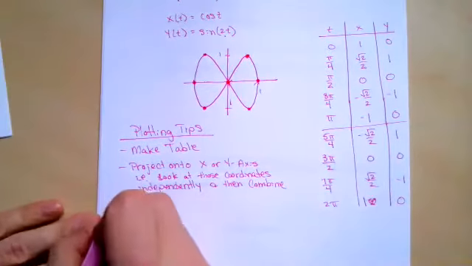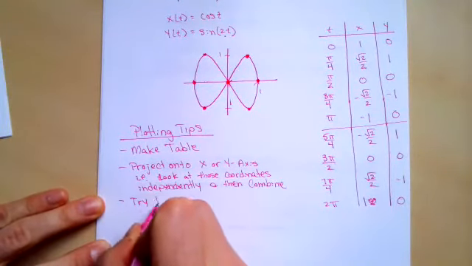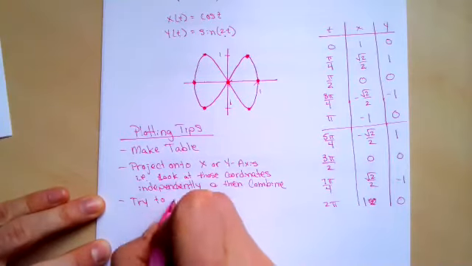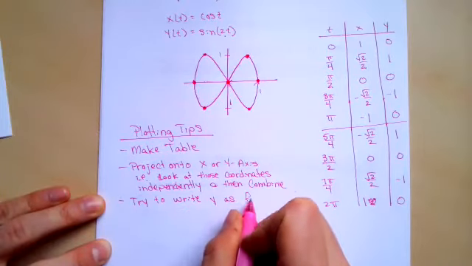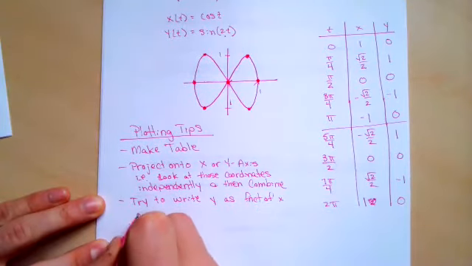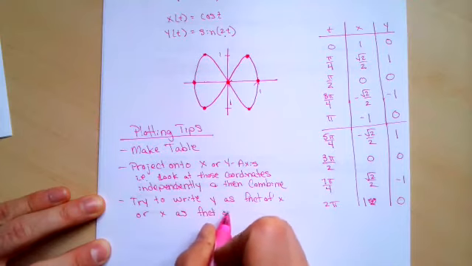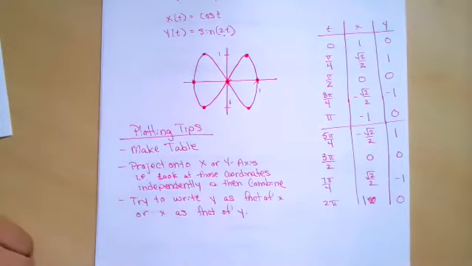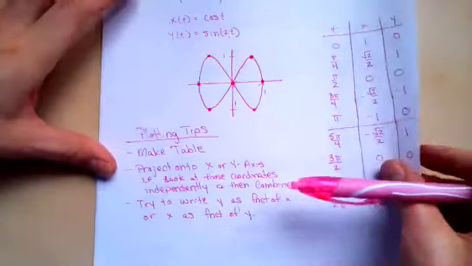And then, of course, the last thing you could do is to try to write it as a function. Which we kind of saw in one example. Let's do one more of those.